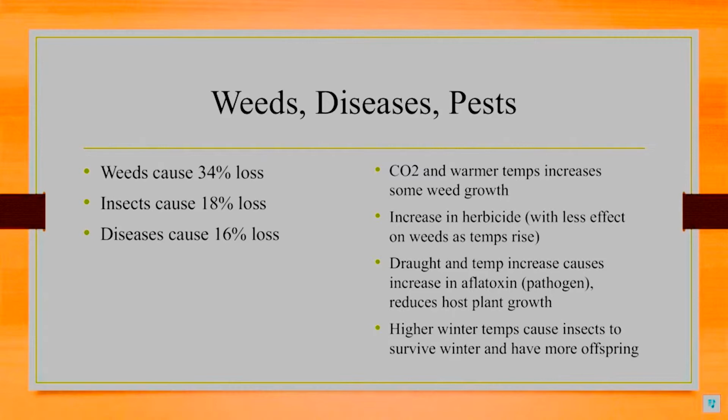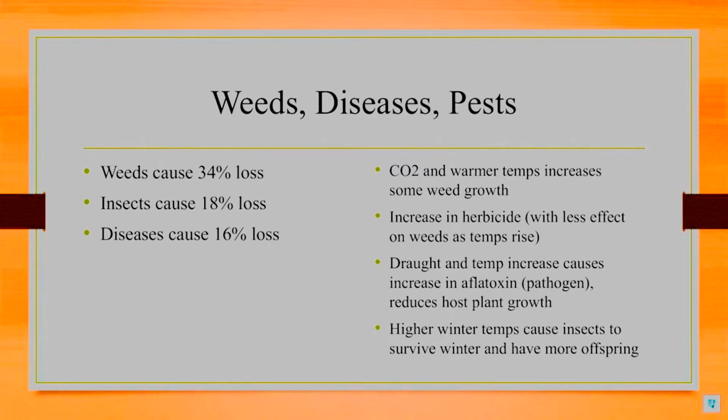CO2 and warmer temperatures can increase certain weed growth. Many weeds thrive on extra carbon dioxide, and they will take over our crops and steal all the extra nutrients. Along with the weed growth, it'll increase our use of herbicide. And as the weeds grow more with more carbon dioxide, it means our herbicide has less effect, meaning we'll probably use it even more to kill them.